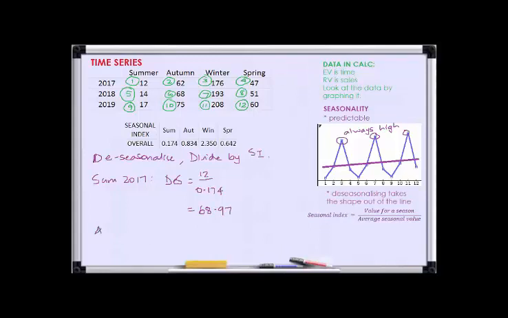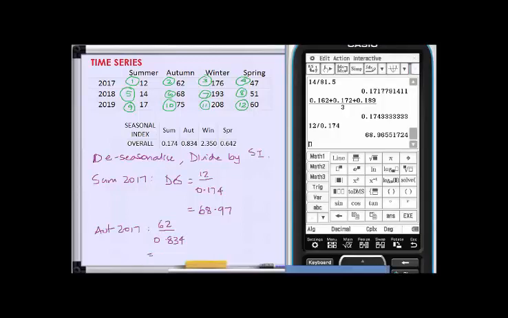For autumn, the deseasonalized value will be 62 divided by the seasonal index for autumn, 0.834, and that is 62 divided by 0.834, 74.34.